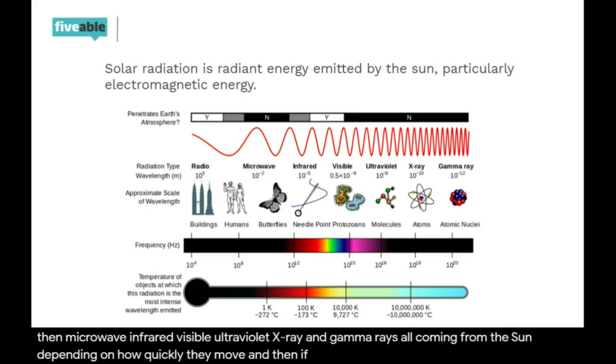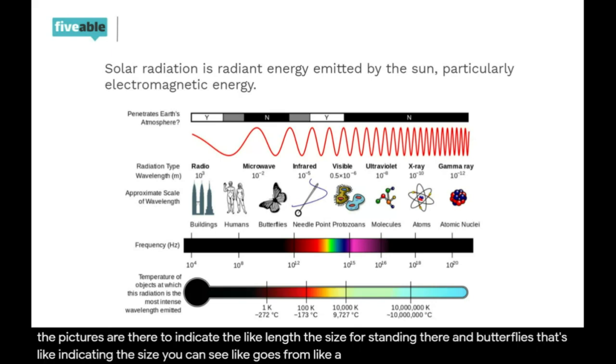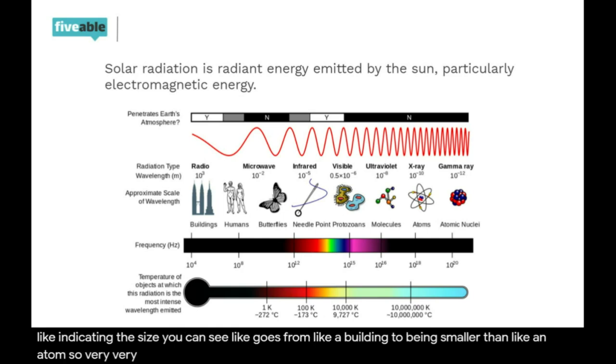And then if you look down below those little pictures, the pictures are there to indicate the length, the size of the rays. If you're wondering why there are little people standing there and butterflies, that's indicating the size. So you can see it goes from a building to being smaller than an atom. So very, very different, very intense.